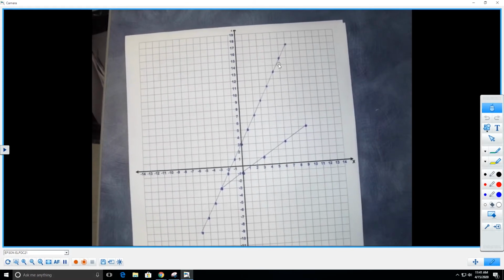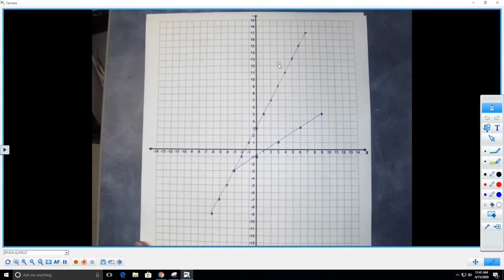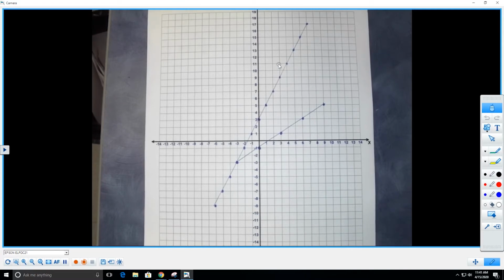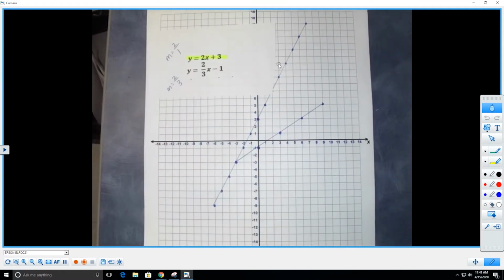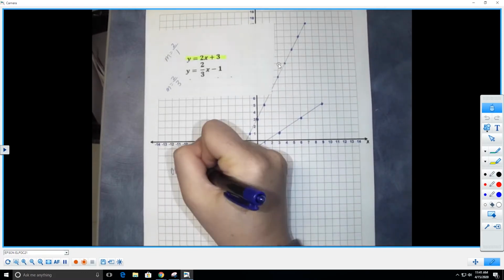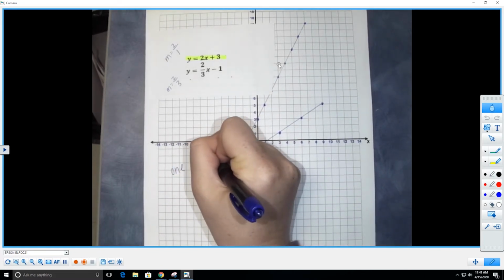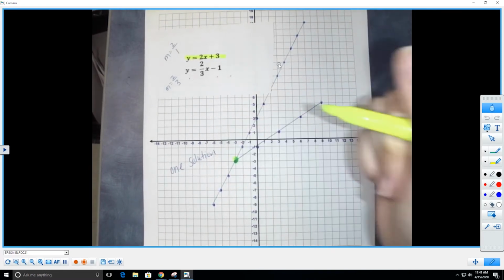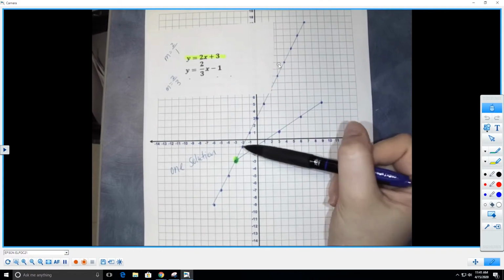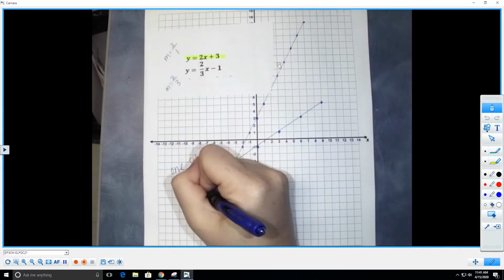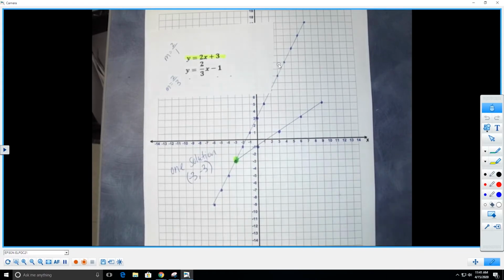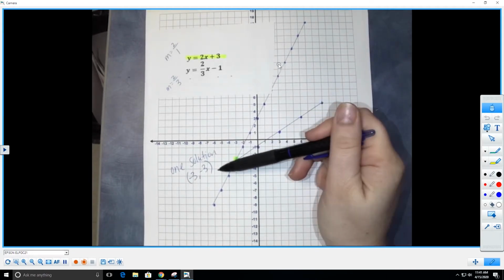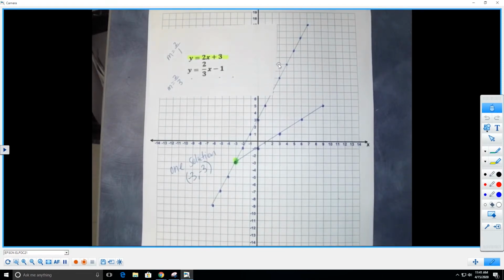Great work. This is a complete graph of the system of equations. Now, as you can see, the 2 lines intersect. Here's my system. And so I know that this means there is one solution. And that solution is going to be the point where these 2 intersect, which is at (-3, -3). So the solution to this system of equations, there's one solution, and that solution is (-3, -3).